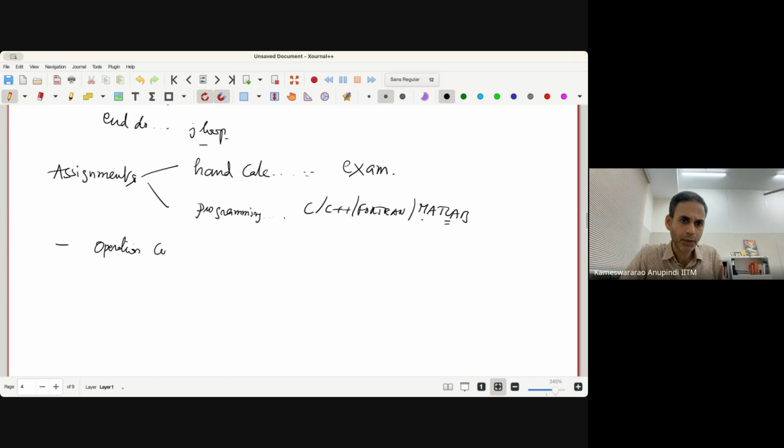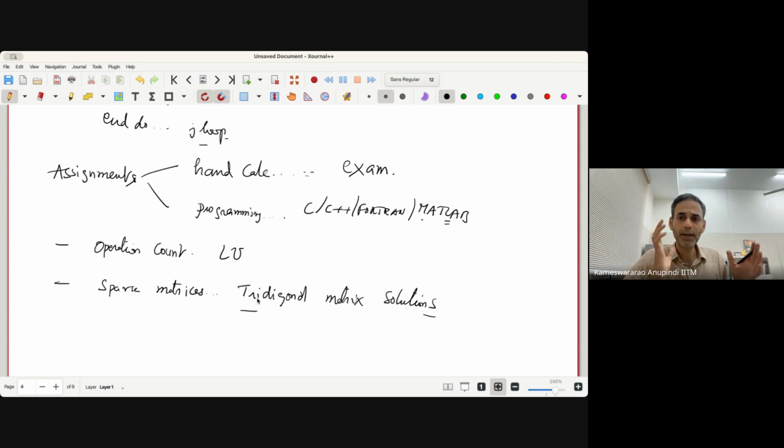for the LU decomposition. Then we're going to look at sparse matrices, how to solve sparse matrices. Specifically, we're going to look at tridiagonal matrix solutions. That means matrices where there are elements only along the diagonal, the subdiagonal and the superdiagonal. Only along these three diagonals are there non-zero elements; everywhere else it's zeros. That kind of matrix is a sparse matrix, also known as a tridiagonal matrix. How to solve for tridiagonal matrices?